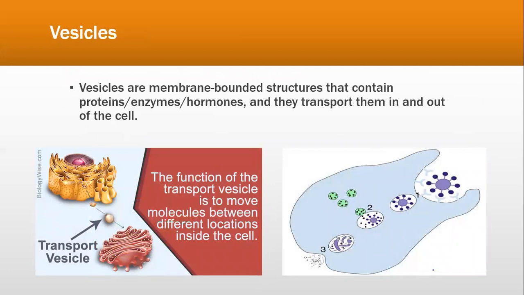Vesicles are membrane-bounded structures that contain proteins, enzymes, hormones, and they transport them in and out of the cell. Vesicles क्या होते हैं? These are just some transports. ठीक है, ये transport molecules होते हैं. इसके अंदर कोई molecule होगा, and then only it can enter and exit the cell. So the function of the transport vesicle is to move the molecules between different locations inside the cell.